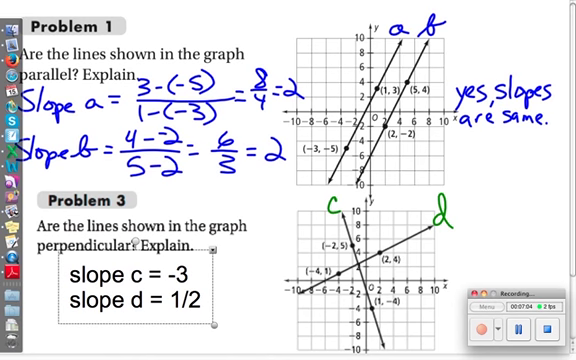Grace? Not 3/1, yes. Positive 1/3. Remember, two words. Opposite reciprocals. They need to be opposite signs and flip-flopped of each other. That -3, ladies and gentlemen, for the slope of C, Abby, you with me? That slope of line C is -3/1. If I flip that upside down, it becomes -1/3. If I change its sign, it becomes positive 1/3.